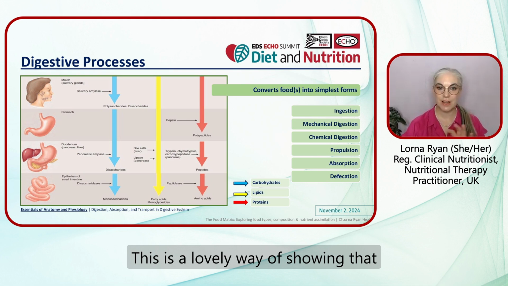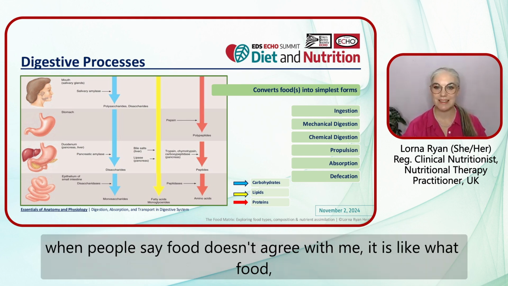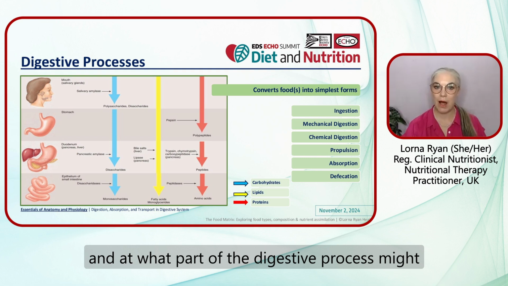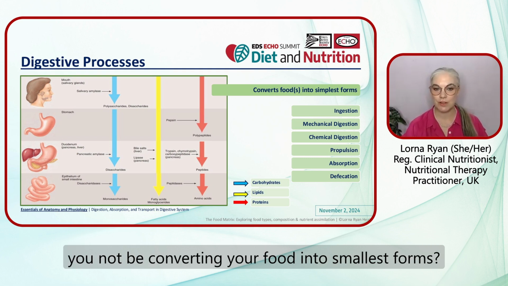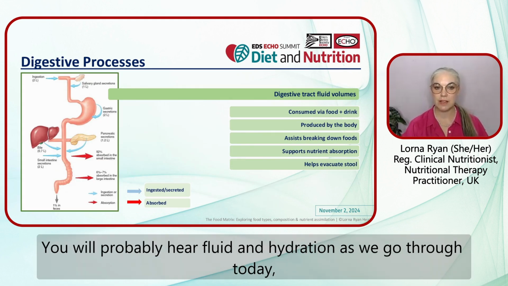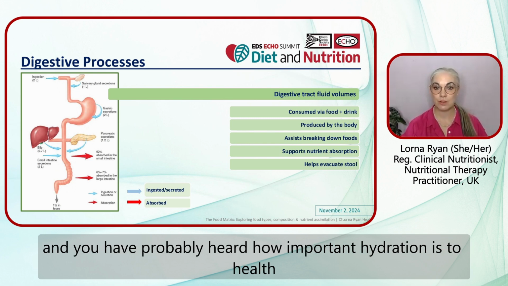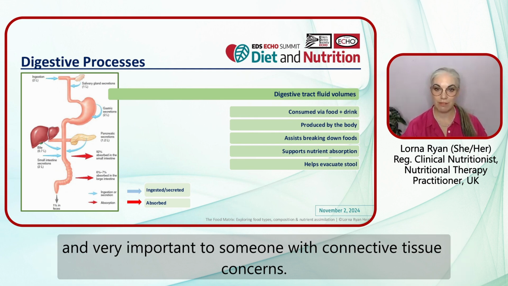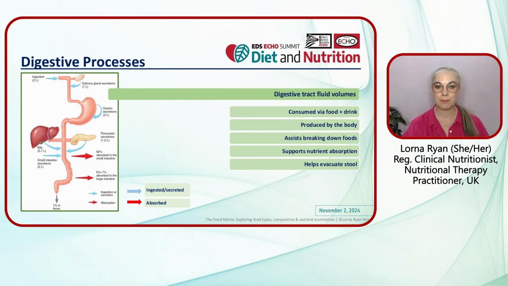So this is a lovely way of showing that when people say food doesn't agree with me, it's like, well, what food, and at what part of the digestive process might you not be converting your food into smallest forms? And a very, very important element to the food matrix is fluid. And you'll probably hear fluid and hydration as we go through today. And you've probably heard how important hydration is to health, and very important to someone with connective tissue concerns.